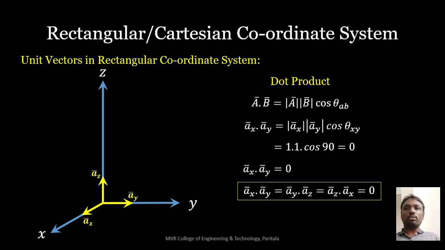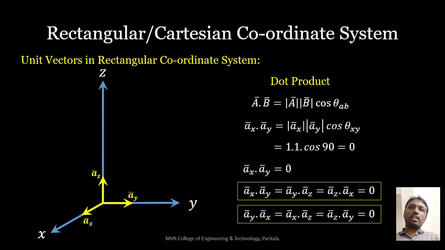So here the dot product obeys the commutative law. If you make the reverse, that means ay dot ax, similarly az dot ay, similarly ax dot az, the same answer will be given. So if you take the reverse, this is also the same answer, 0. Why? Because cos 90 is 0 always. This is about the dot product.